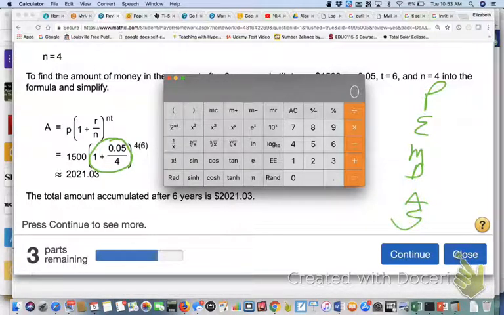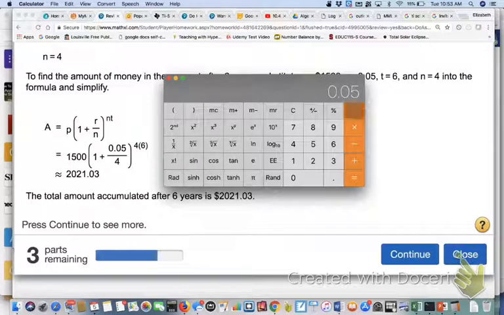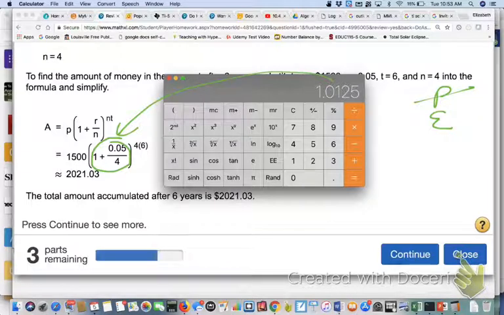So I am going to use my basic calculator, and I'm going to type in 1 plus 0.05 divided by 4, and I'm going to hit enter. So that there is the answer to what just happened inside of the parentheses. So we took care of the parentheses.